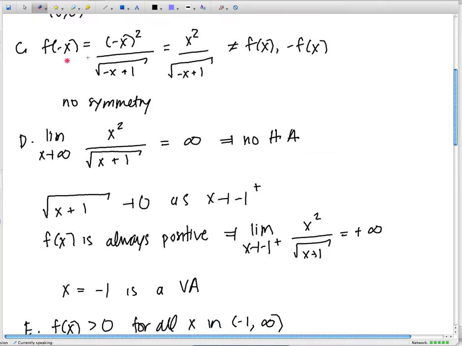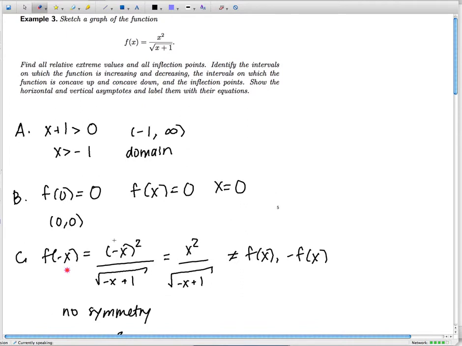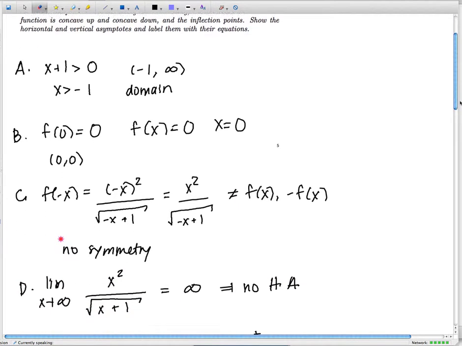Looking for symmetry, so let's plug in f of -x. f of -x is (-x) squared over root -x plus 1. That's neither f of x nor -f of x, so this one has no symmetry.